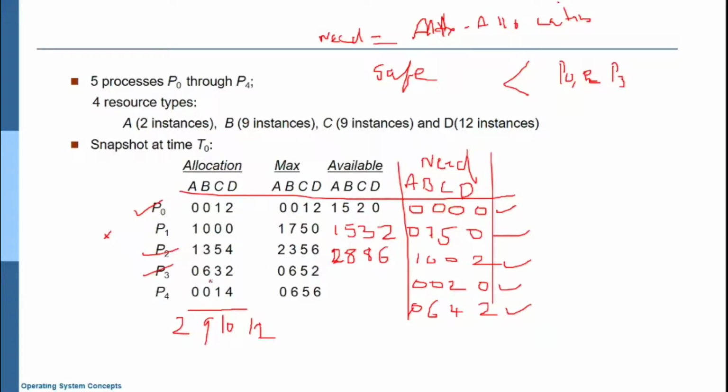So these are the resources which are executed and get released. So add 2 plus 0, it is 2. 8 plus 6, it is 14. 3 plus 8, it is 11. And 2 plus 6, it is 8. So next you can either go for P1 or you can go for P4.